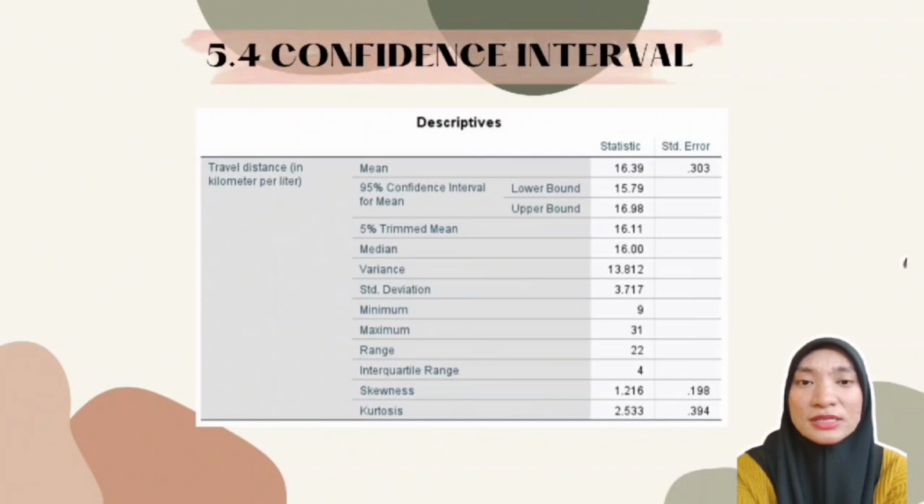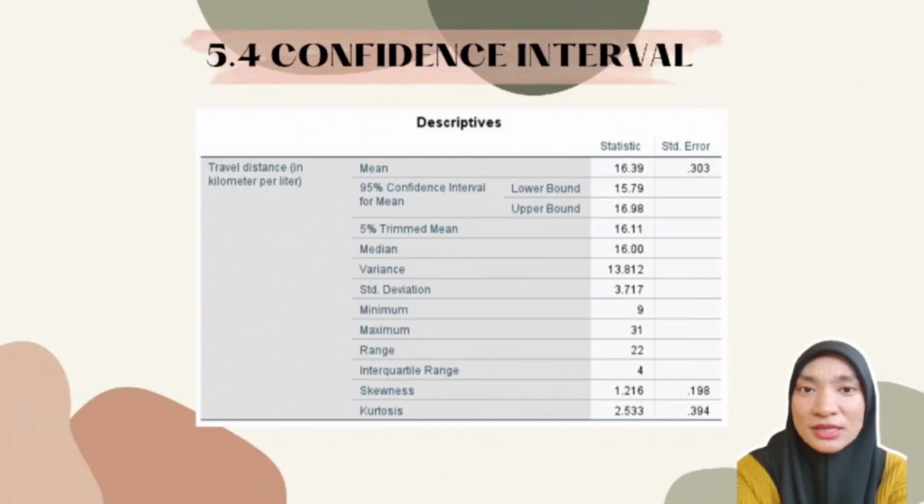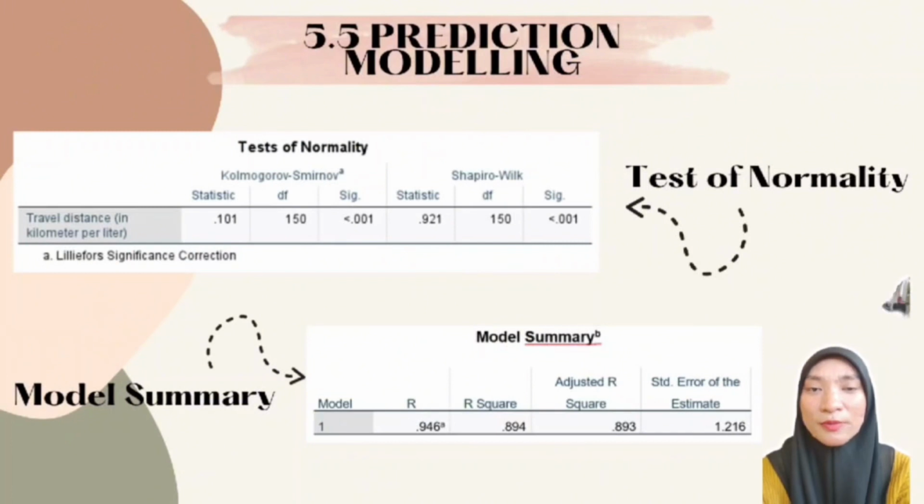Next, 5.4, confidence interval. A confidence interval is a range of values within which the population parameter is supposed to exist. The 95% confidence interval can be related to the confidence level. Based on the result of the SPSS above, the lower and upper boundaries are 15.79 and 16.98 respectively. Also, the standard error for this dependent variable is 0.303, so it can be said that we are 95% confident the population parameter is between 15.79 and 16.98.